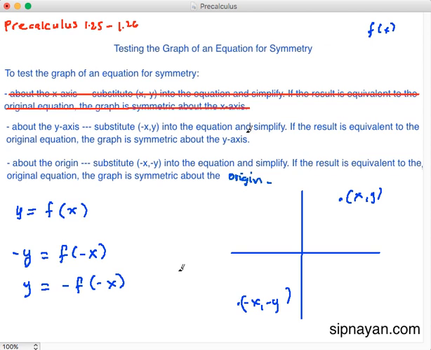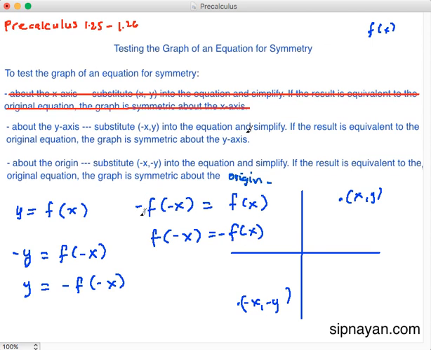Now, since pareho na silang y, ibig sabihin pwede na natin itong equate dito, di ba? So, pareho naman silang y eh. Now, if y is equal to f of x, if y is also negative f of negative x, then negative f of negative x is equal to this one is equal to this one, di ba? F of x. Now, tanggalin natin yung negative dito. We multiply again by negative 1. We have f of negative x is equal to negative f of x.